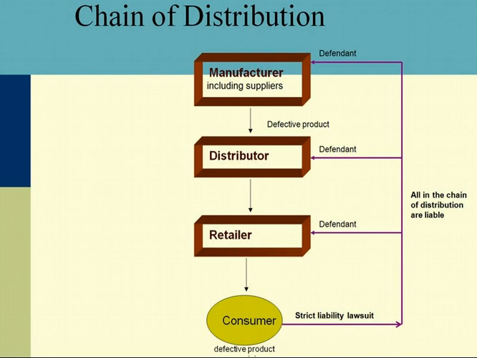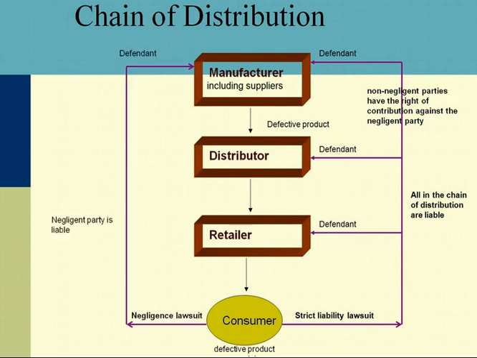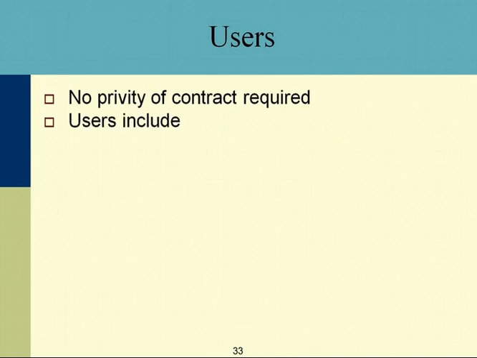The consumer is injured, or a bystander, or a person that is using the product that the consumer bought themselves, can bring an action against anyone in that distribution, even though it may have been only the manufacturer that was negligent. But everyone else in that chain of distribution will be a defendant and can be held liable. The non-negligent parties have the right of contribution against the negligent party. So it's not like everybody is going to lose out on it, but the consumer is not the one that has to decide who is going to pay. No privity of contract is required.